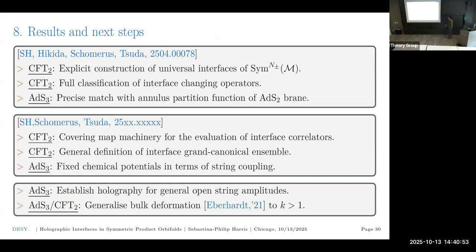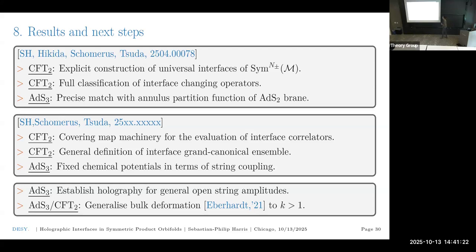So to sum up, in this paper from April, we got this construction of universal interfaces, universal in the sense that they appear for any seed theory of a symmetric product orbifold, and we fully classified all interface changing operators and matched the partition function for the open strings on the AdS3 brane.